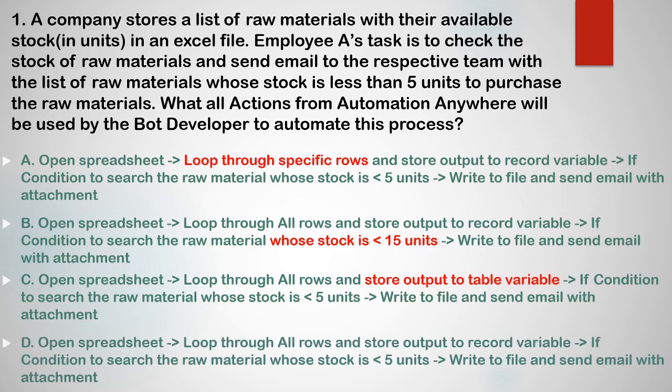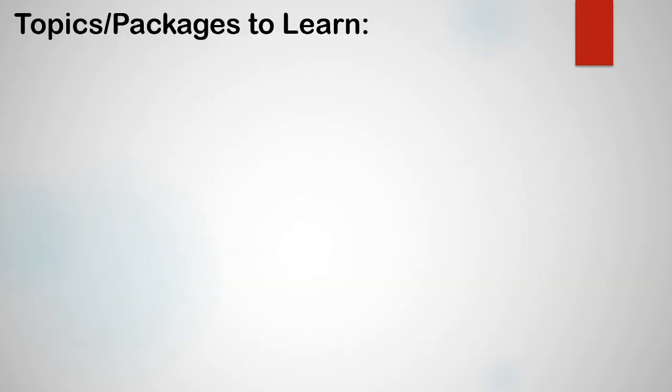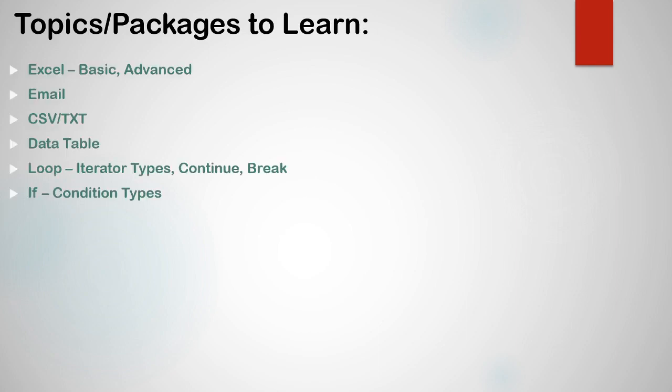So our correct option is the D, that is open spreadsheet, loop through all the rows and store output to a record variable, then add a if condition to search the raw material whose stock is less than 5 units, write to file and send email with attachment. So comparing all these four options, the fourth option, that is option D, is the correct answer to this question. Now I have also prepared a list of packages on which this question was based, which you must know. So these all are the packages which you must know.